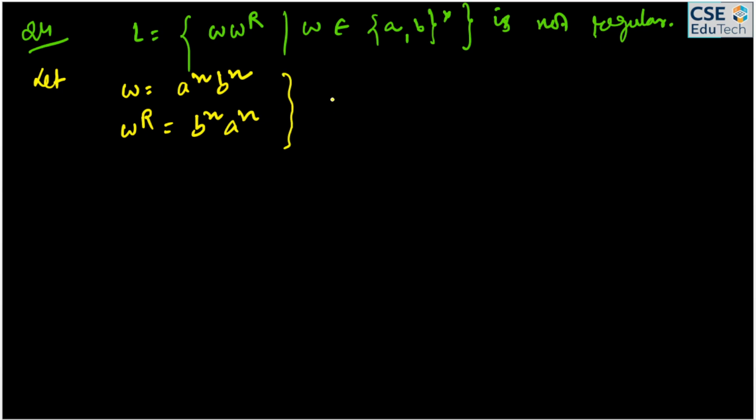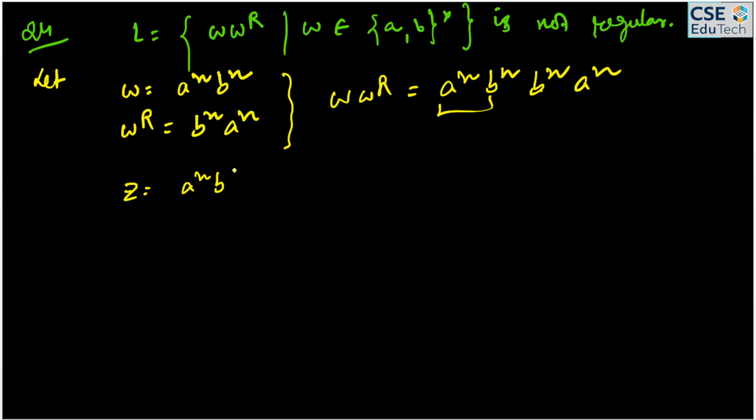So what happens if we write W W R? It is basically A to the power n, B to the power n, then B to the power n, A to the power n. That means same number of A followed by same number of B, and in the second part same number of B followed by same number of A. So now we assume that Z is the string A to the power n, B to the power n, B to the power n, and A to the power n. What is the length of this string? It will be 4n, which is greater than n. N is the number of states.